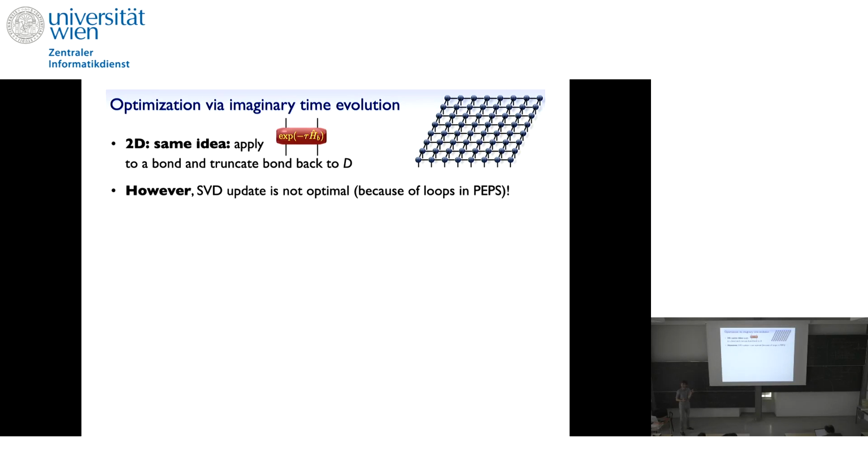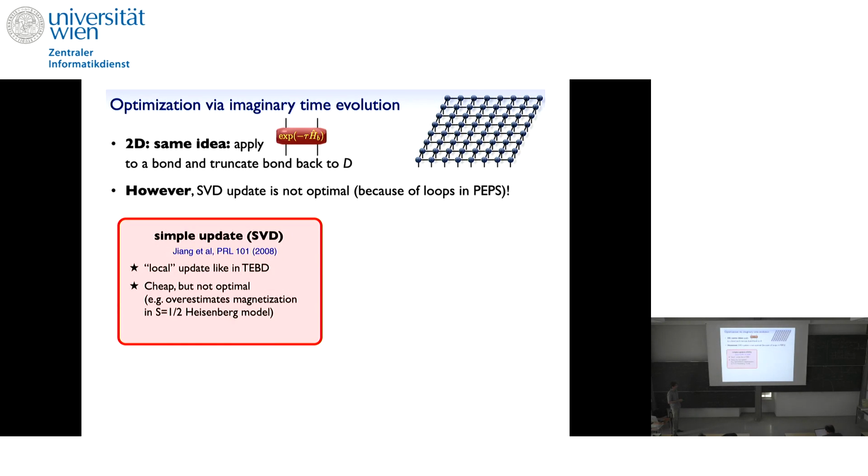So whenever you consider a bond in your tensor network and you split it, you don't split your network into two parts. So you cannot think of this as being a Schmidt decomposition, which in the end is the reason. So there's no canonical form, which is the reason why this SVD type local update is not optimal. But you can still use it, and it gives quite reasonable results, for example, for energies. And its computation is also very cheap, so it's called the simple update.